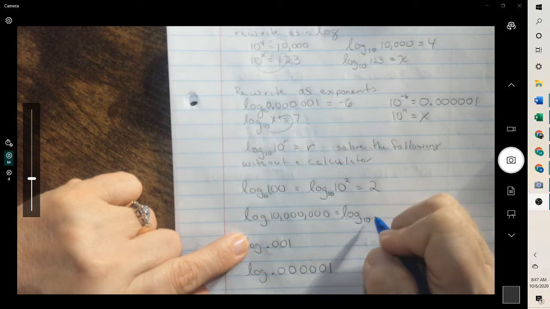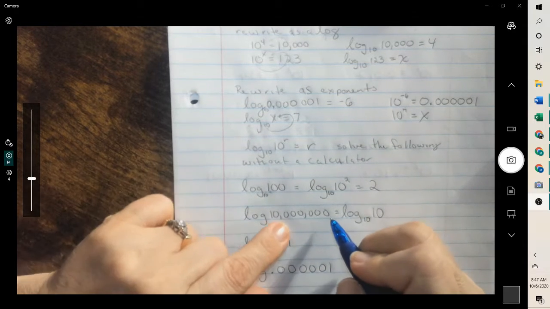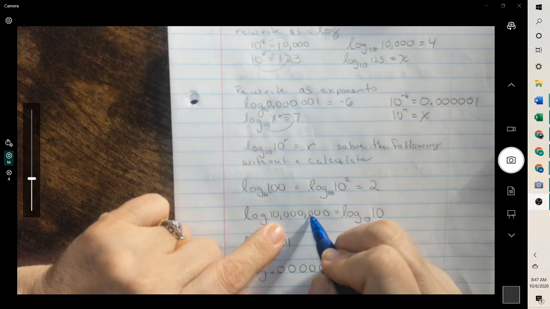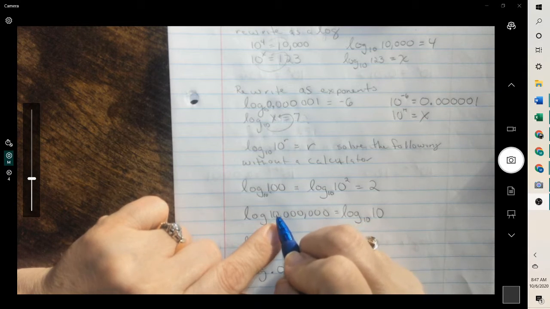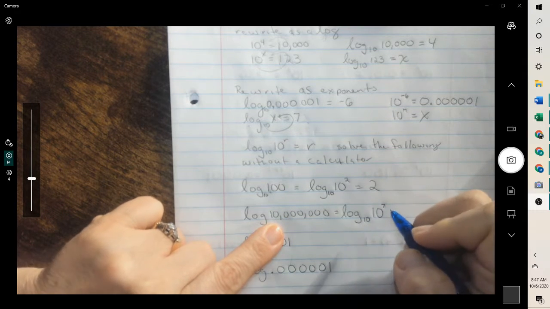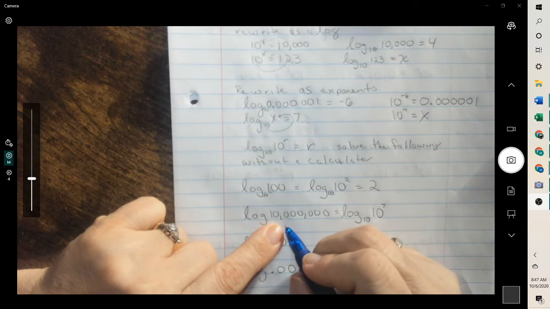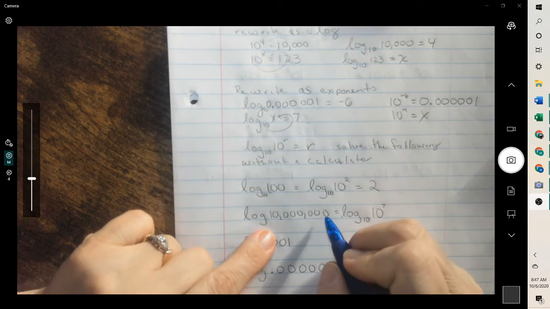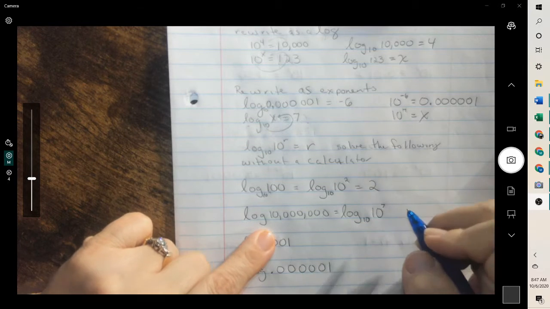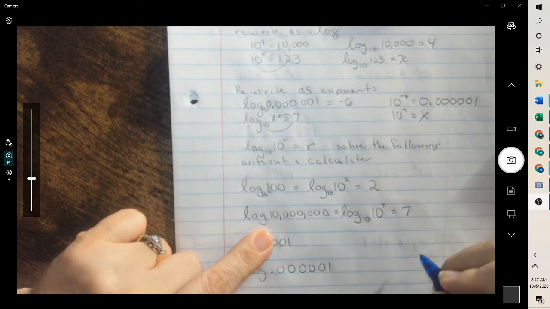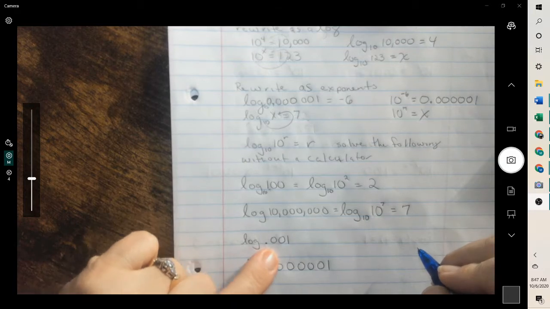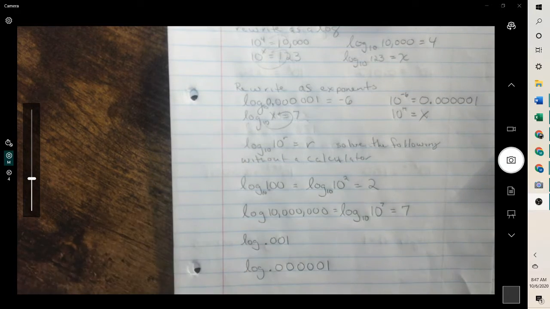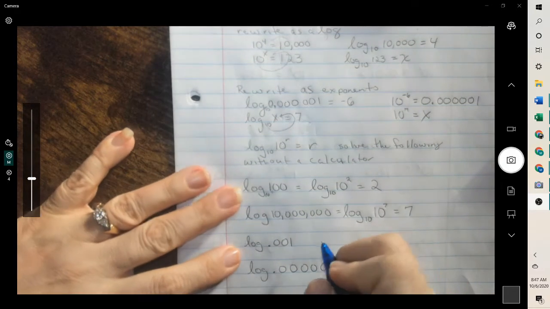Log base 10 of 10 to the 1, 2, 3, 4, 5, 6, 7. So 10 million is 10 to the 7th, because there's 7 zeros. It means it's 7. You're just writing the scientific notation.